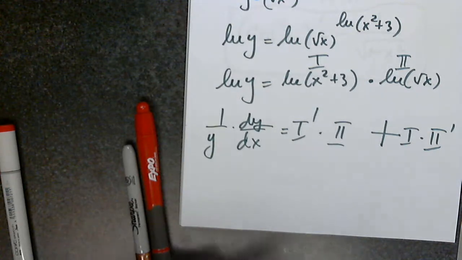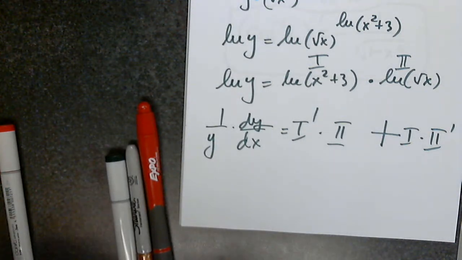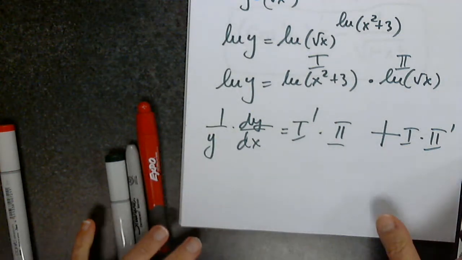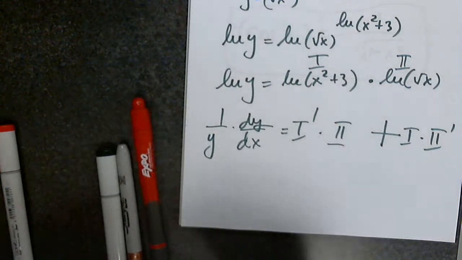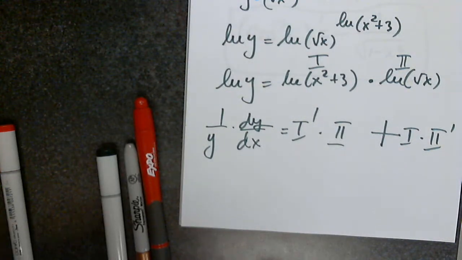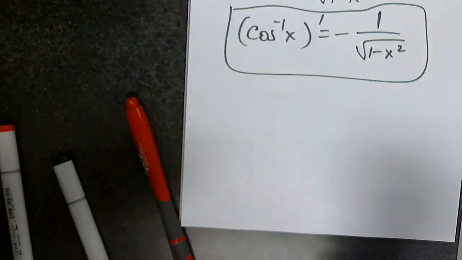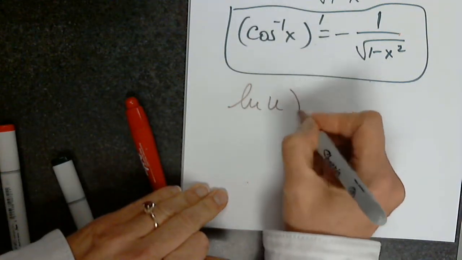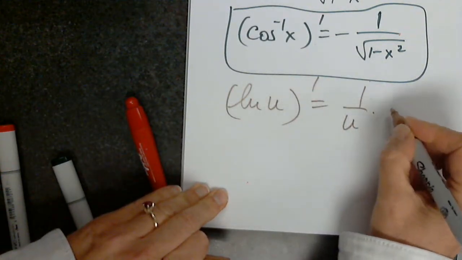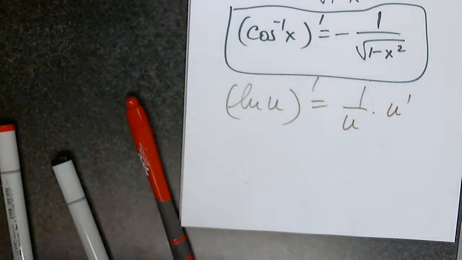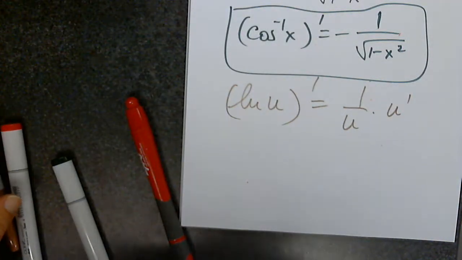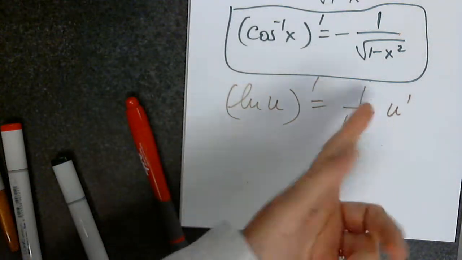Yes, Thomas? How did you get 1 over y? Oh, it's okay. So the derivative of ln is 1 over y? Yes, from Monday. 1 over y times the inner function prime. So let me write this again, and I'll come back and finish that. So the derivative of natural log of u is 1 over u times u prime. If it's x, then x prime will be 1.